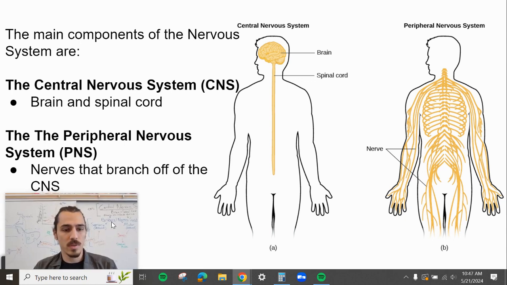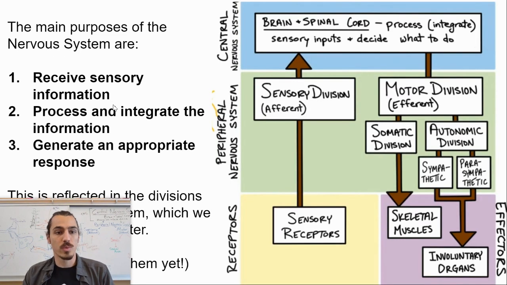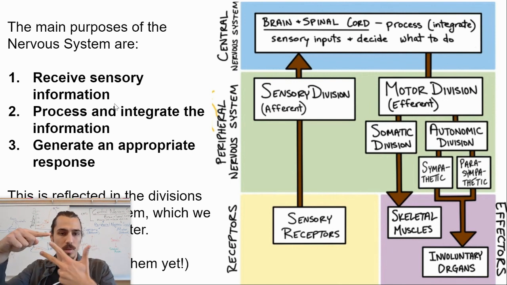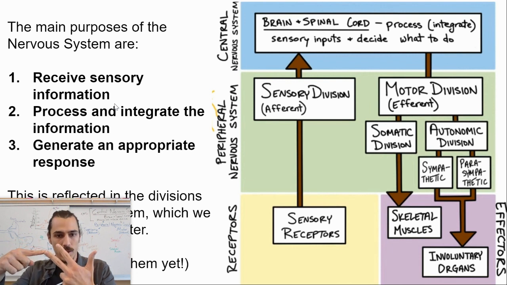What are the purposes of the nervous system? The purposes of the nervous system are to receive sensory information, process that information, and then generate an appropriate response. So receive information, process it, and then respond. That's the purpose of your nervous system.